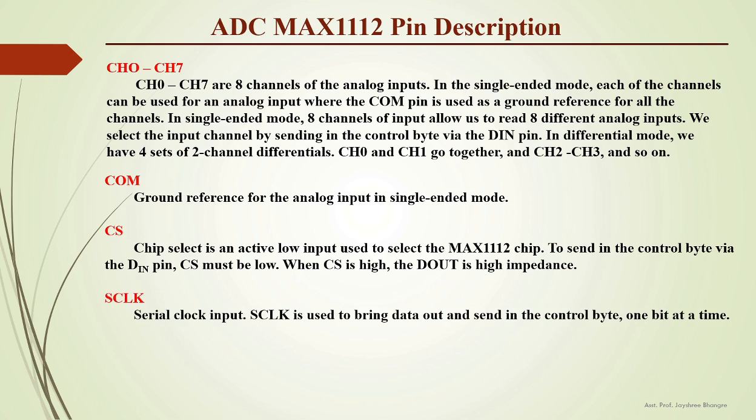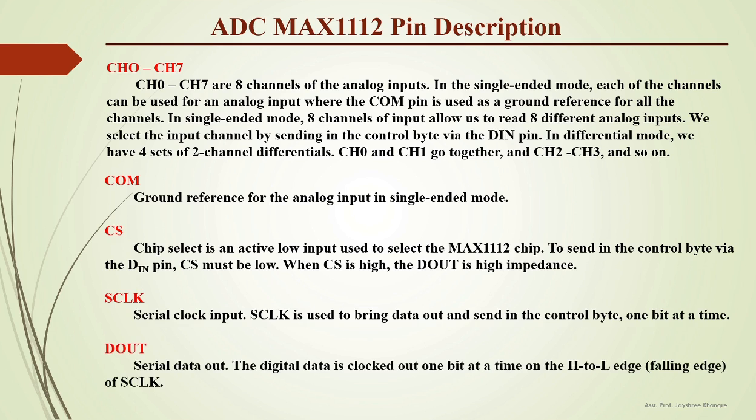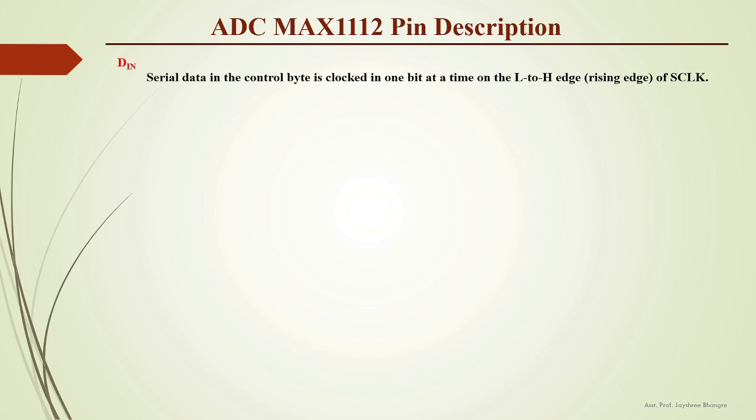Serial clock input, SCLK, is used to bring data out and send in the control byte one bit at a time. Then Dout. This is the serial data out pin, and the digital data is clocked out one bit at a time on the high to low edge, that is the falling edge, of the serial clock. DIN is the serial data in. The control byte is clocked in one bit at a time on the low to high edge, that is the rising edge, of the serial clock.